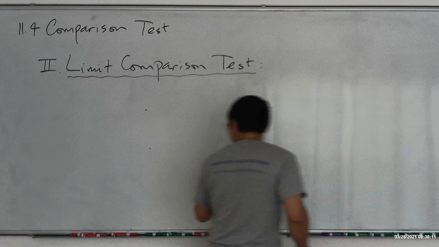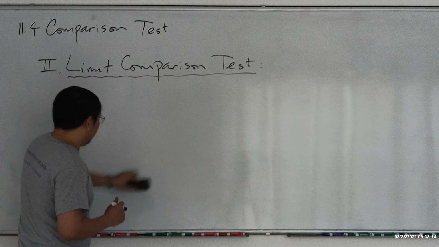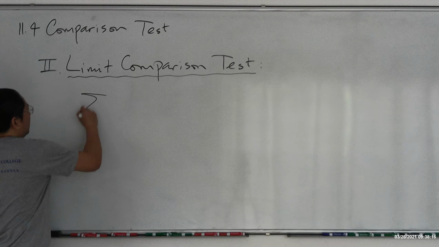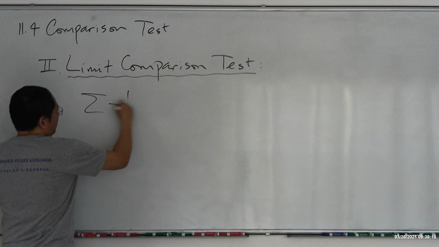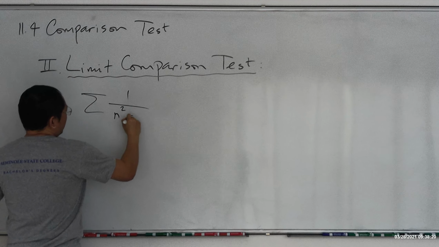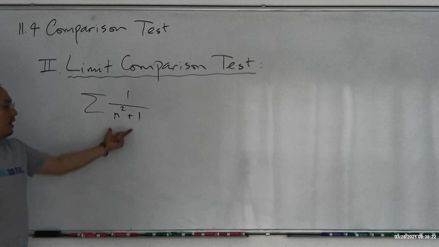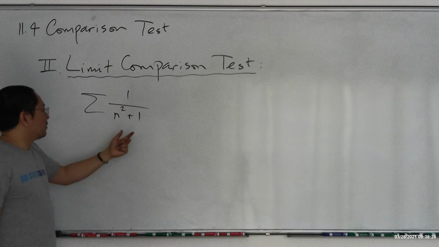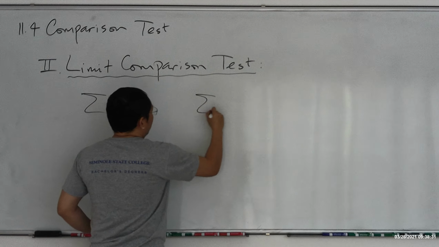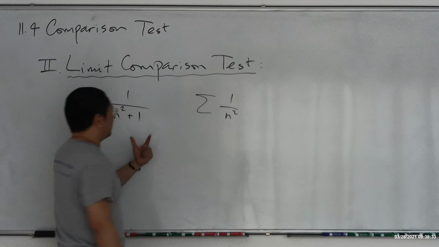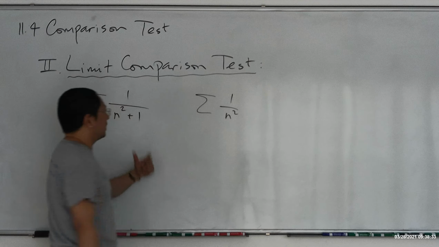I'm going to use the same example that we had before. Test for convergence or divergence of the series 1 over n squared plus 1. Okay? This one right here, I claim we can use the integral test, and the comparison test would work. You compare to this series right here. Now I'm going to show you how to work with this one using the limit comparison test.